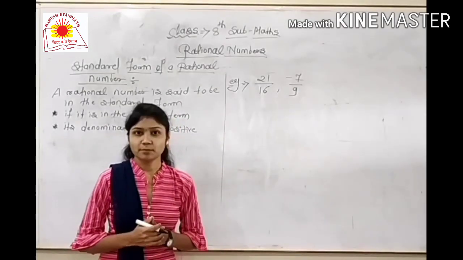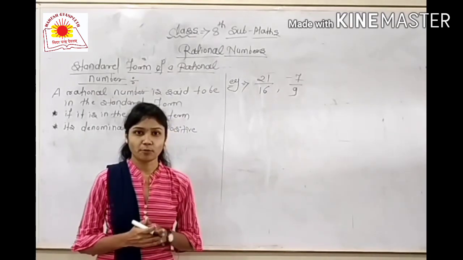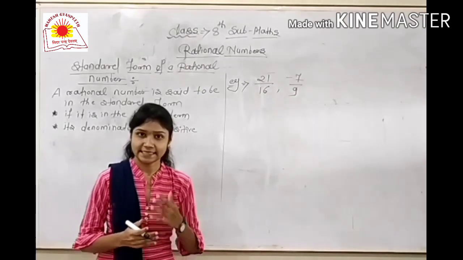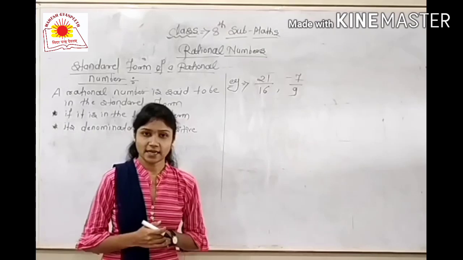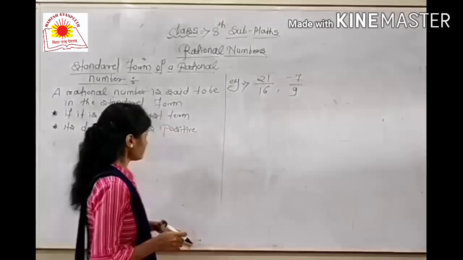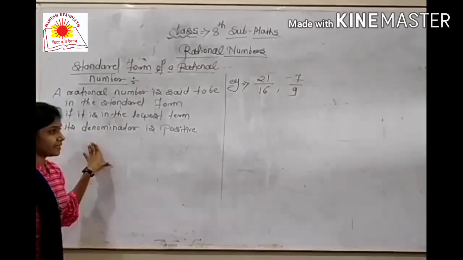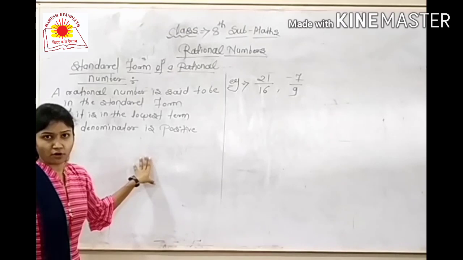What is a rational number? A rational number means a number that can be written in the form p upon q, where p and q are integers and q does not equal 0. Then, now, the standard form of a rational number. What is the standard form? It means how to identify whether the given number is in standard form or not.